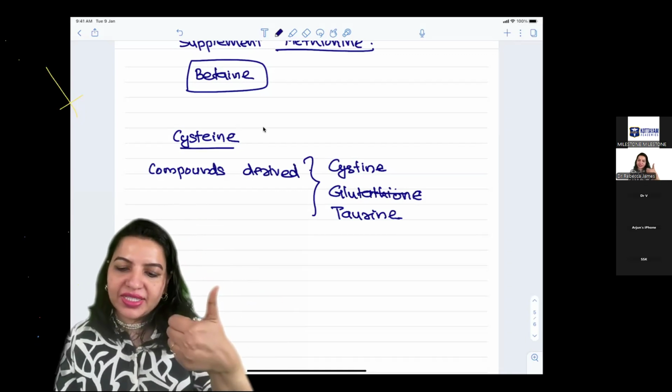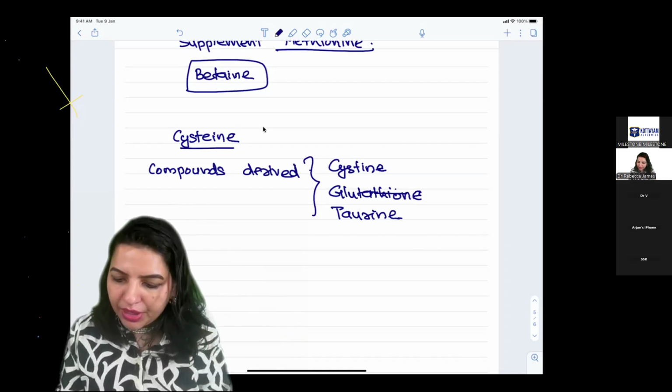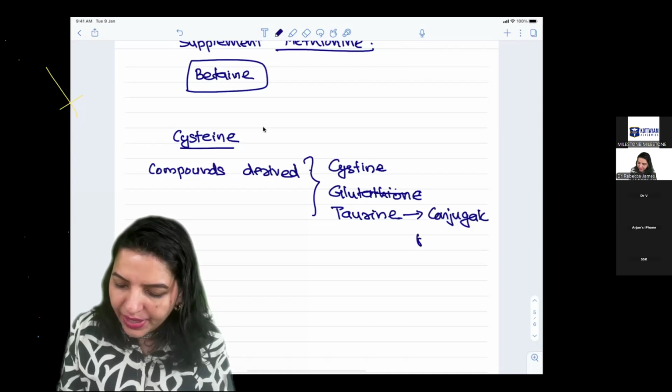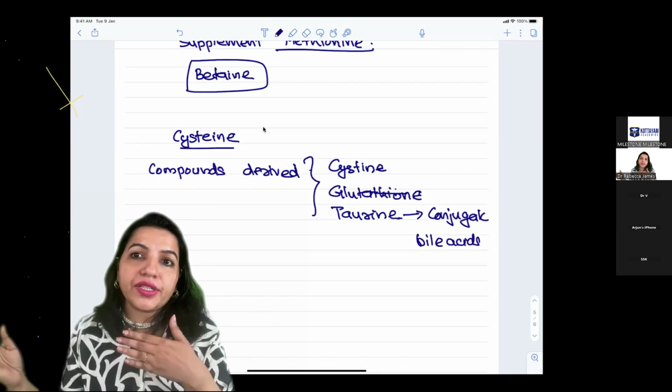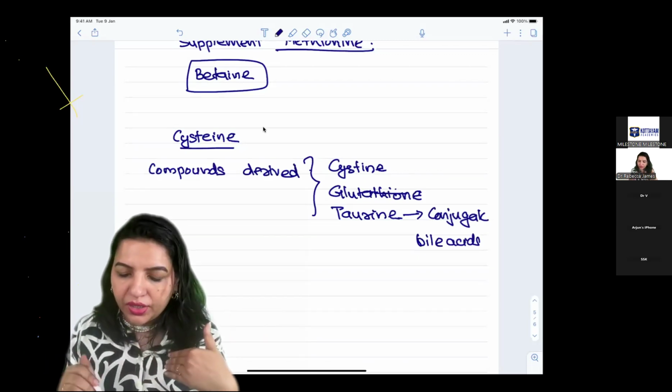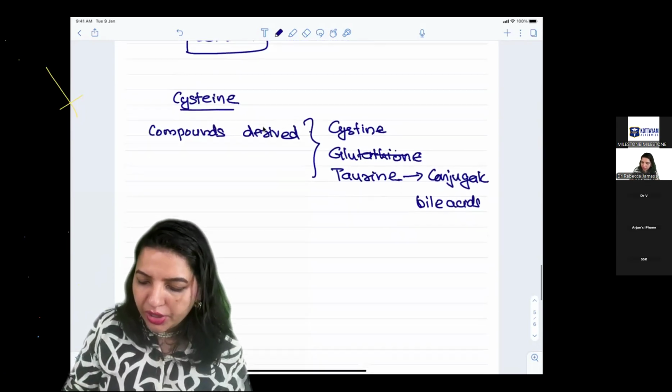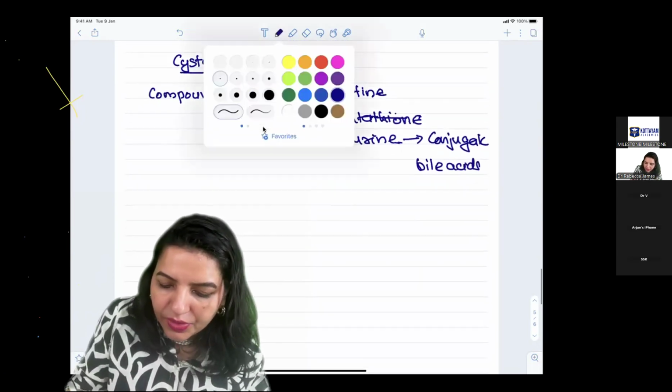We learned three. Cysteine is easy to understand. Taurine, you remember, is something which is going to conjugate bile acids. Sodium taurocholate, you have studied, right? So the taurate is taurine. Glutathione we have to learn. I will teach you glutathione later. So these are the compounds derived from cysteine.